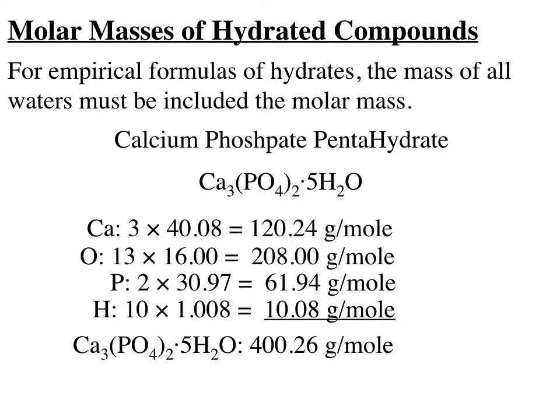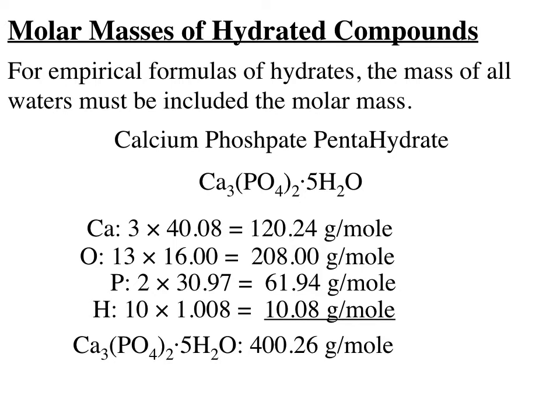More examples, I'd like to do a hydrate. Here I have calcium phosphate pentahydrate, Ca3(PO4)2 dot 5H2O. You have to take care in noting exactly how many of each individual atom is present in 1 mole of this material. There are 3 calciums present, so I'm taking 3 times the molar mass of calcium. There are a total of 13 oxygens. Notice there are 5 from the water molecules, and there are 8 from the 2 phosphates present, so that's 13 oxygens. So I multiply the molar mass of oxygen by 13.